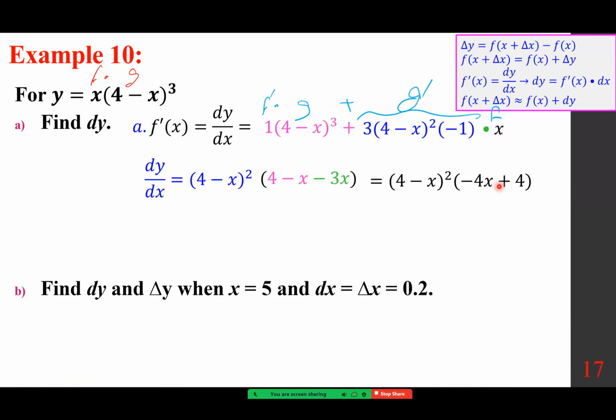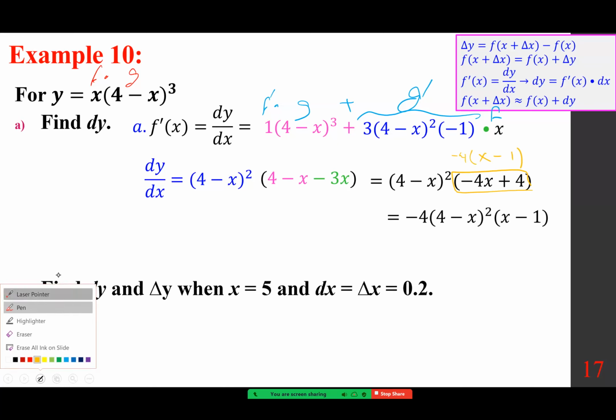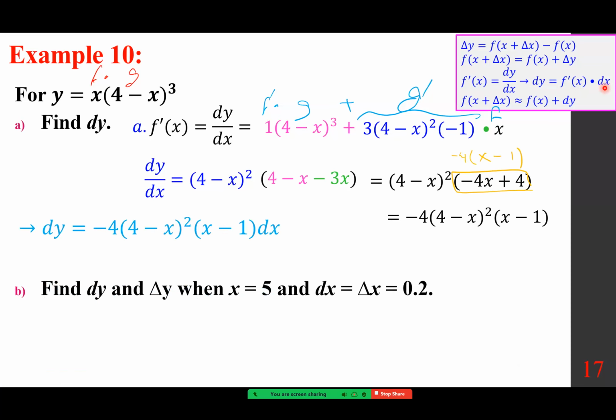I can take out the 4 from here. Or in fact, I can even take minus 4. So this is dy/dx, or f prime of x. What is dy? Exactly the same thing times dx. The same thing times dx. That's all there is to it.